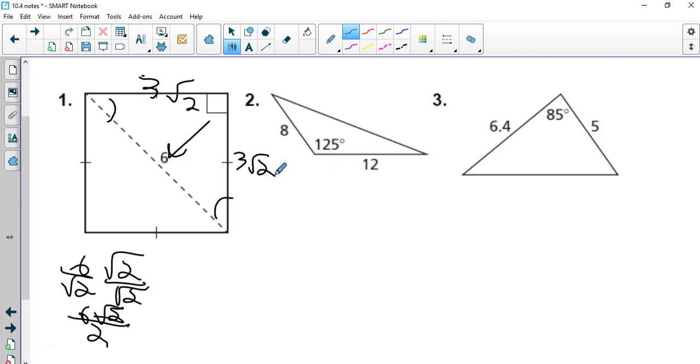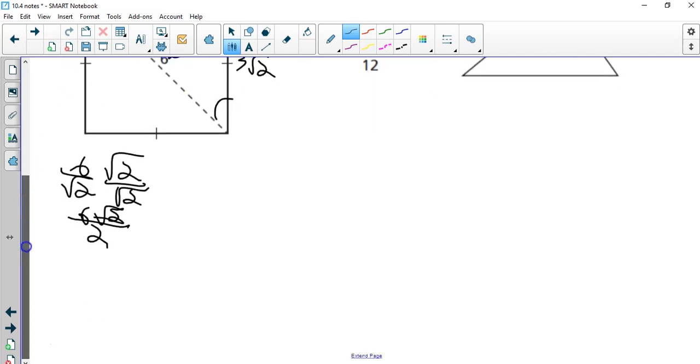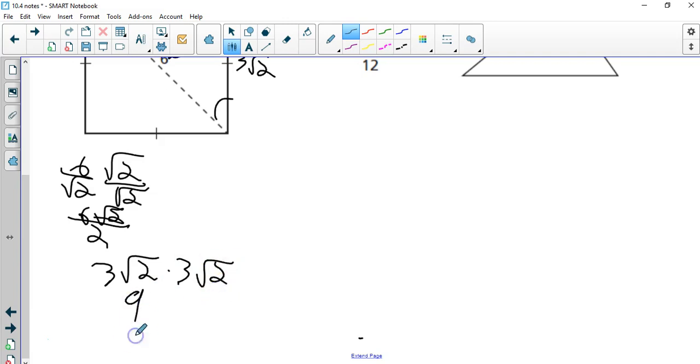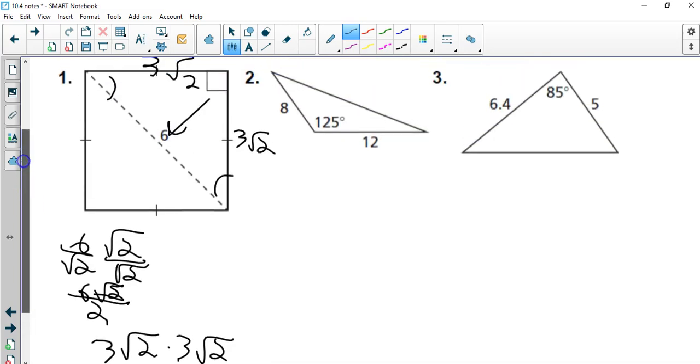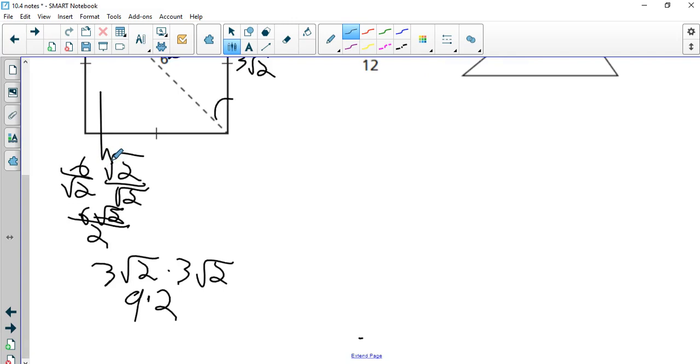So the area is going to be length times width. 3 radical 2 times 3 radical 2. 3 times 3 is 9. Radical 2 times itself is 2. So that means that the area is 18 units squared. 18 square units.